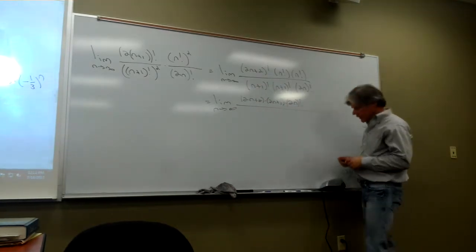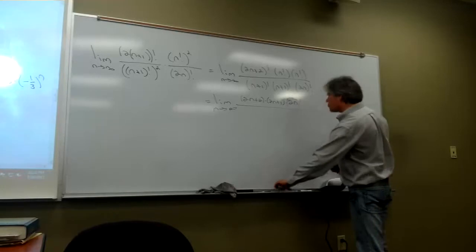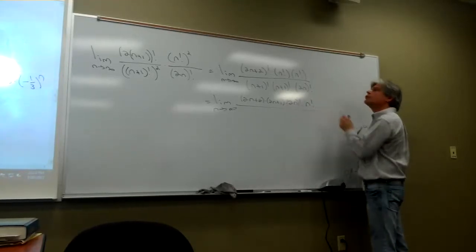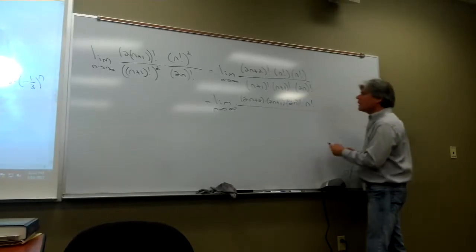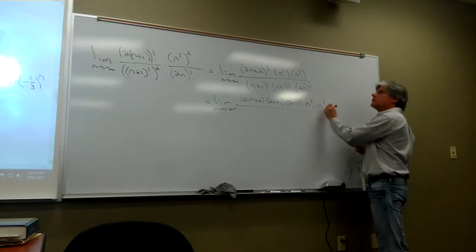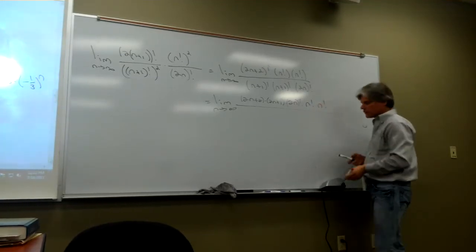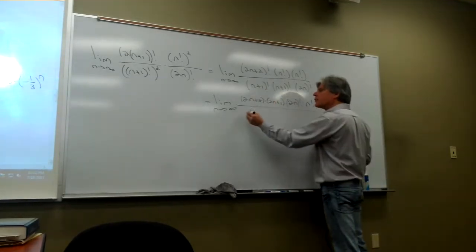Now, I suppose I've got an n factorial upstairs in blue. Oh shoot, I forgot there's another one. I meant to say another n factorial in red. Let's talk about downstairs. N plus 1 factorial, is that the same as this?